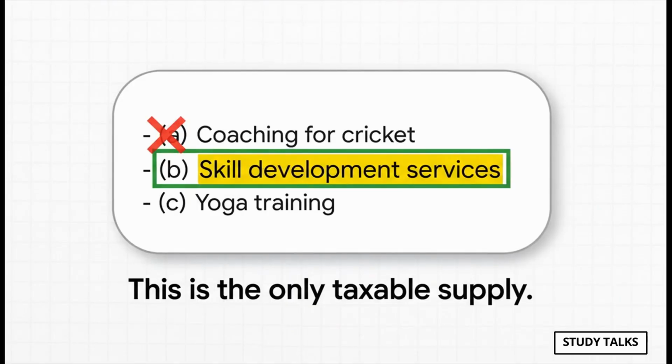And there you have it. The only service in that entire list that is liable for GST is the skill development service. The cricket and the yoga are both exempt. So the correct answer is B.